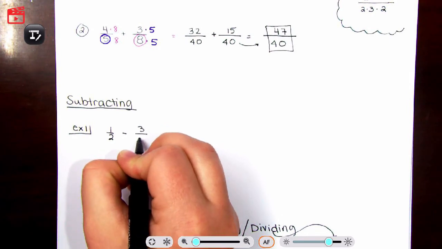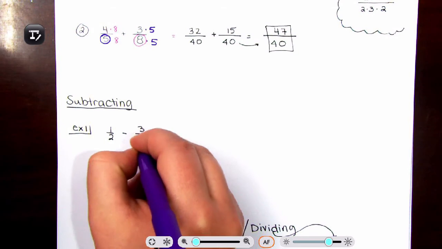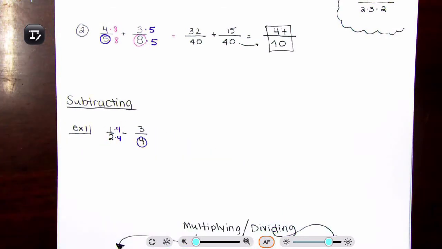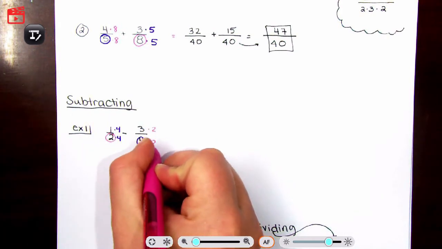I'm trying to think of a good one. Let's do 3/4. Now this is an example where you will need to simplify because we're not doing the method of the lowest common factor. So I'm just going to take my 4, I'm going to multiply top and bottom. I'm going to take my 2, I'm going to multiply top and bottom.